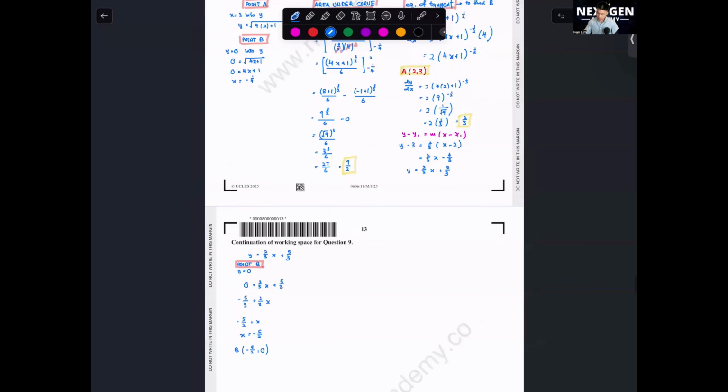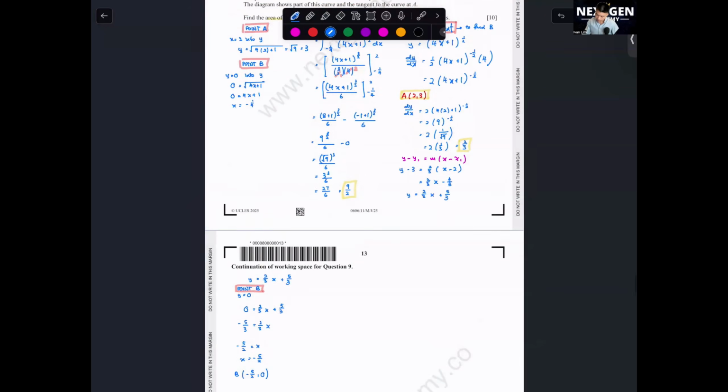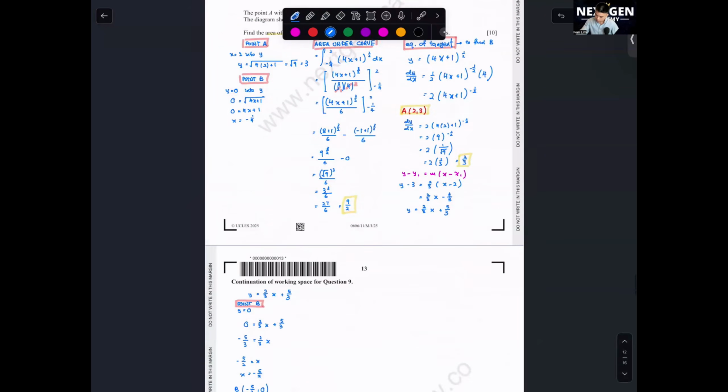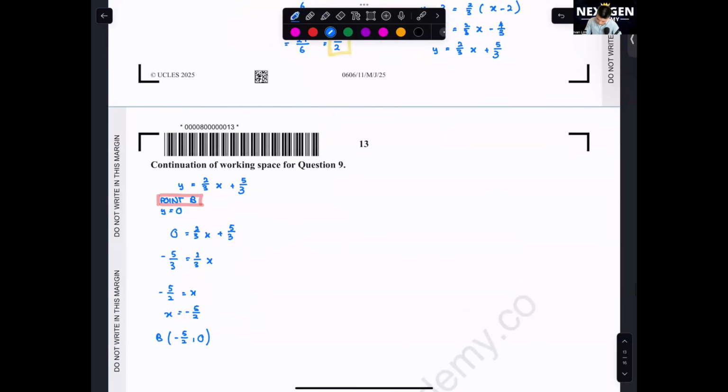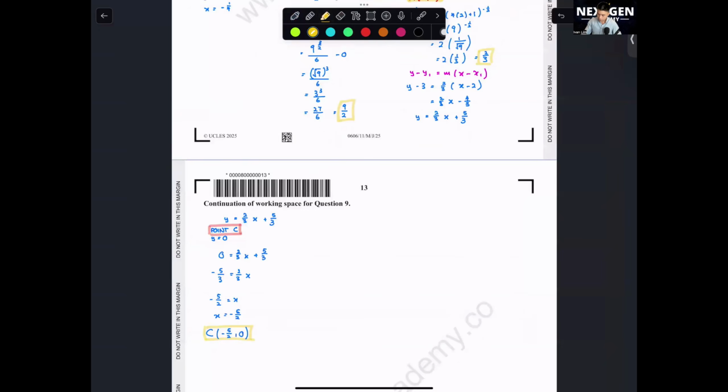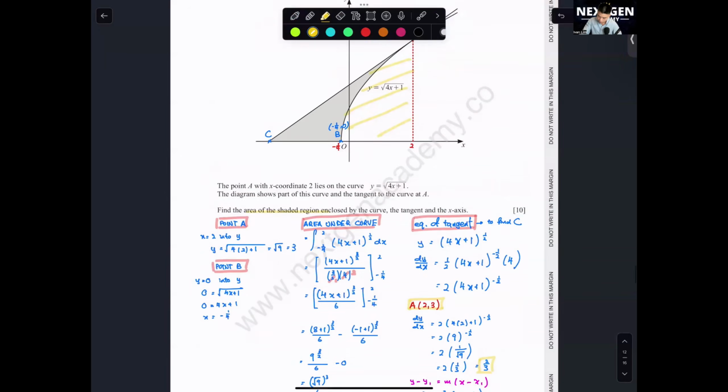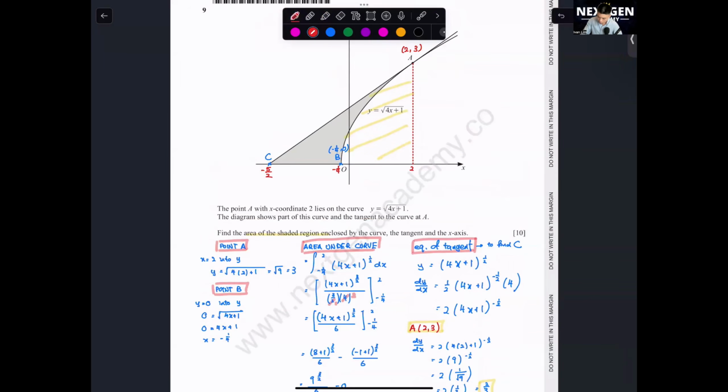Okay, I will list it. Now, this is not point B, this is point C already. Why did I write point B? Point C. Yeah, I think we have enough information already. So this is negative 5 over 2. Okay, negative 5 over 2, 0.